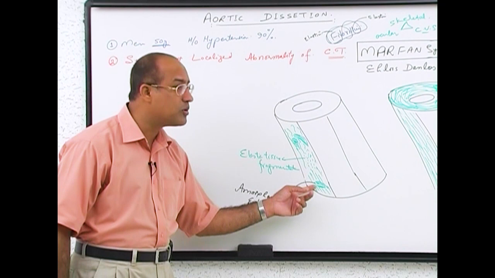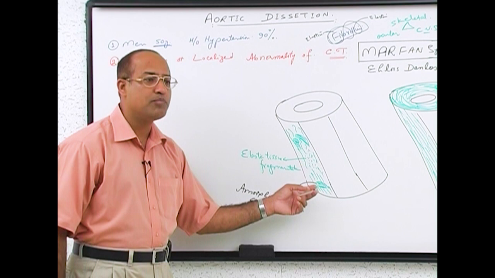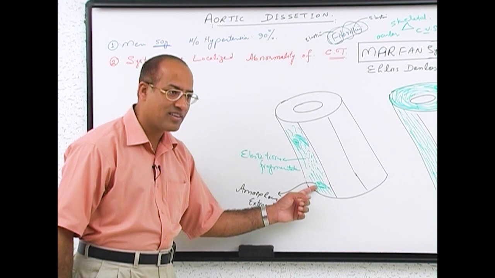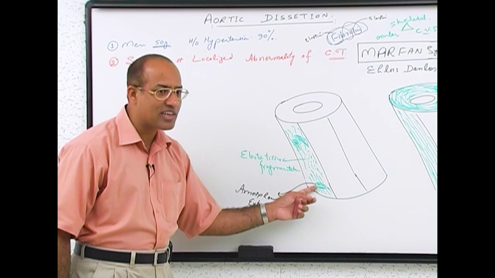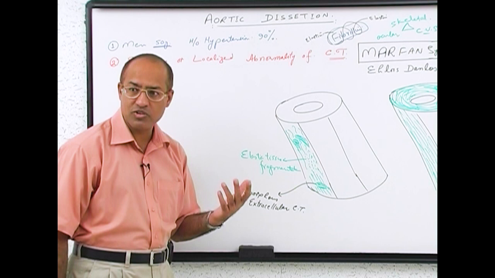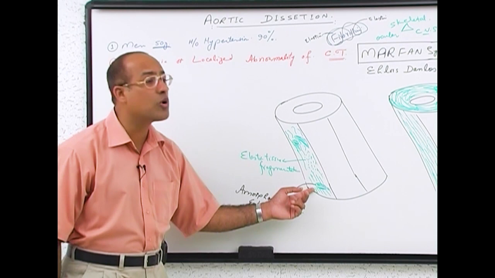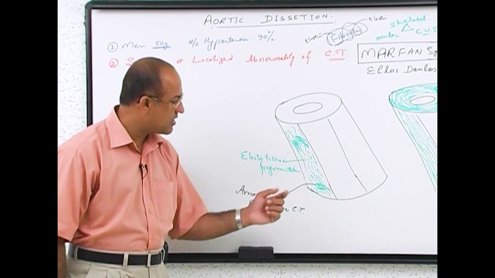But still in many MCQs and many books you will find they call it medial, medial meaning in the media, medial cystic degeneration. But actually there is no cyst formation, and more interestingly, there is no significant degeneration or necrosis. Some books write medial cystic necrosis, but remember there is no necrosis and there is no cyst formation. These are pseudocysts. And then there is elastic tissue fragmentation, right?